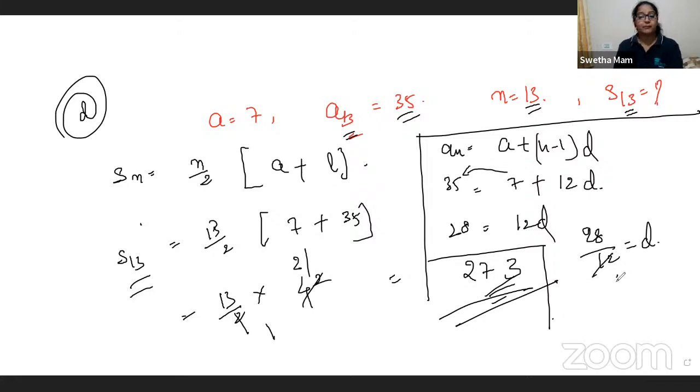So we can simplify by 4. 4 3s are 12, 4 7s are 28. So D is equal to 7 by 3, or 3 twos are 6, it is 2.3, or 7 by 3. Okay. Got it, children? So this is a problem on Sn, sum of n terms.